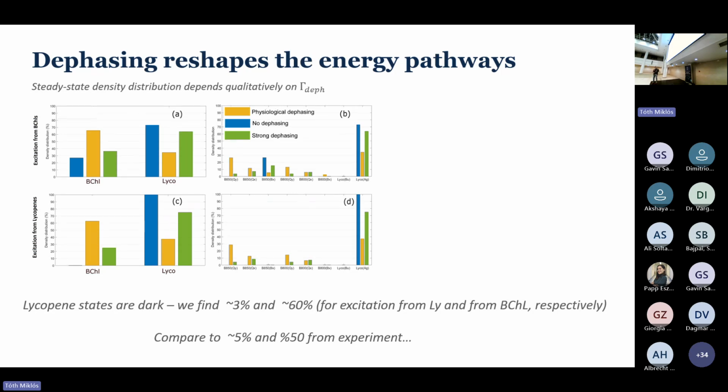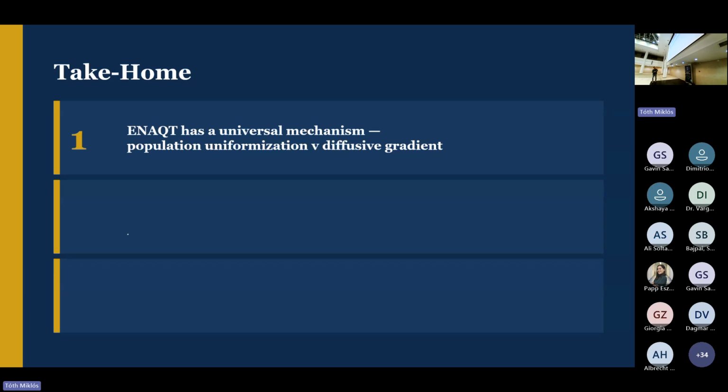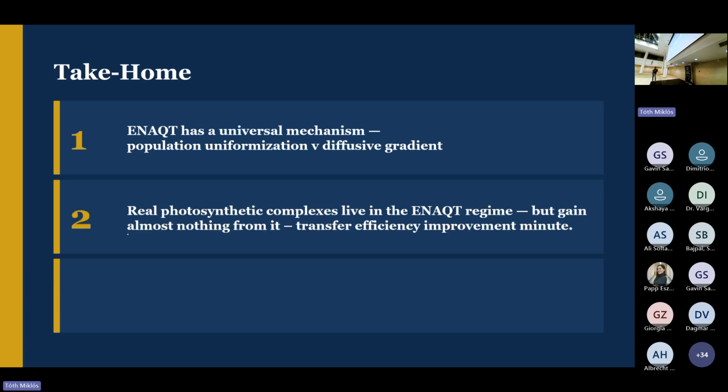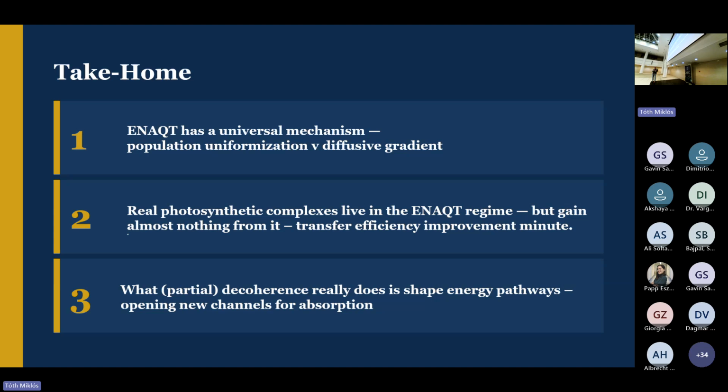So that's very nice. The first point is that we understand where environment-assisted quantum tunneling is coming from. It's coming from this tug of war between population uniformization induced by dephasing and classical gradients. Real photosynthetic systems couldn't care less in terms of efficiency, but maybe in terms of stability. But the idea is that if everything is populated, then when you shine light in the wavelength that can be captured by the lycopene, some of those excitations reach the bacterial chlorophyll.